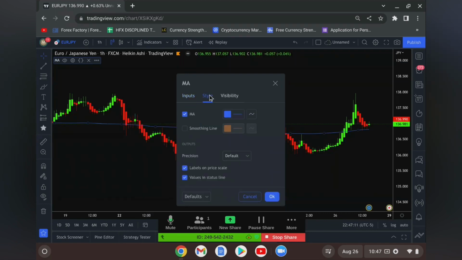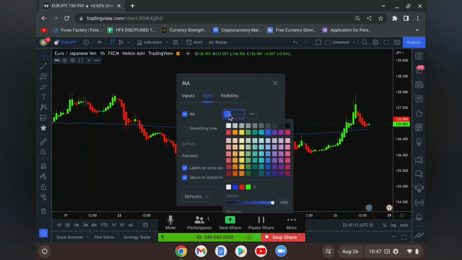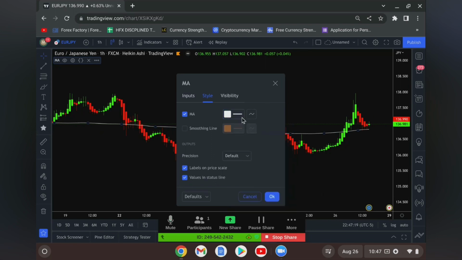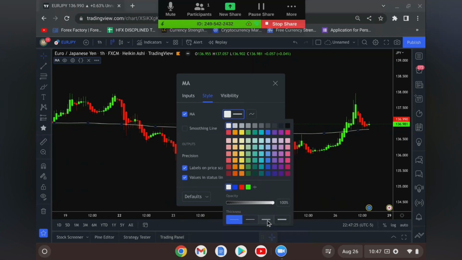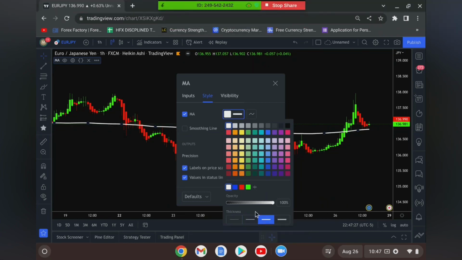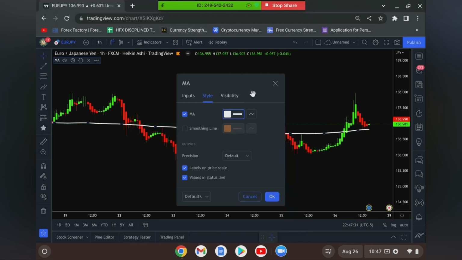Now for the style, let's make it white, just so we can see it clearly on the chart. And I'm also going to make my line thicker. Okay, so now we have made the line thicker. Let's see, is there anything else? I don't think there is anything else I want to edit here, so I'm going to press OK.